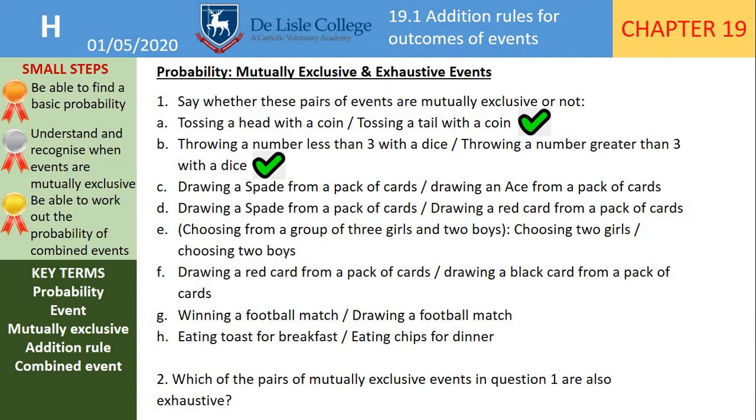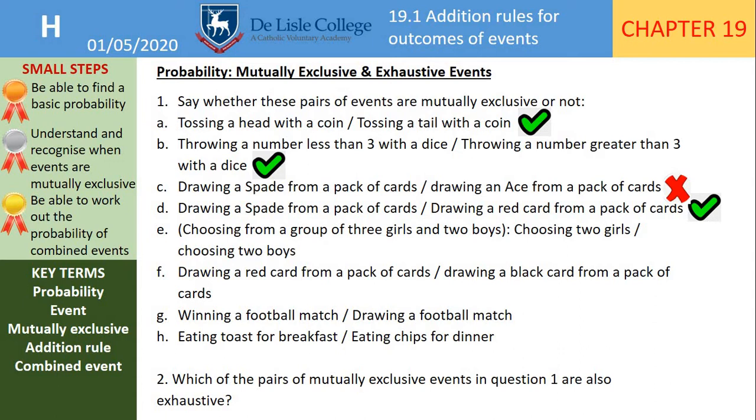Part C, drawing a spade from a pack of cards and drawing an ace from a pack of cards. Well, these are not mutually exclusive because they can happen at the same time, as you can, of course, pick out the ace of spades. Part D, drawing a spade from a pack of cards and drawing a red from a pack of cards. Well, these are mutually exclusive because we know that the spade cards are the black cards, so you cannot pick a spade and a red at the same time.